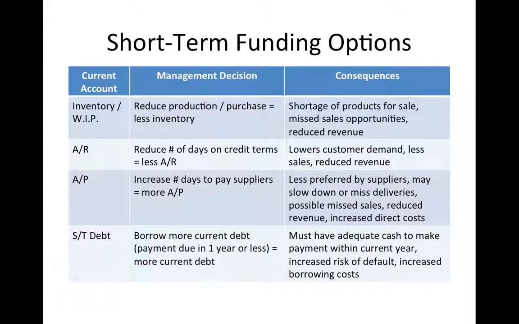So generally speaking, the four current accounts that we would focus on the most, you notice we don't have cash in there because cash is the account we're trying to get stuff into. The four current accounts we would focus on would be inventory or work in process, sometimes called WIP.